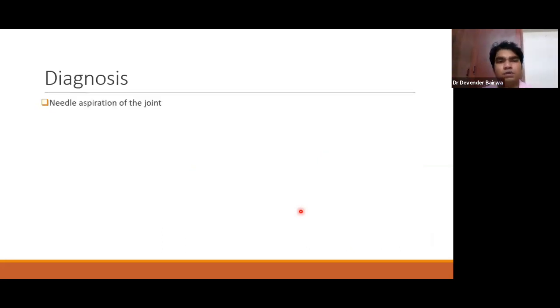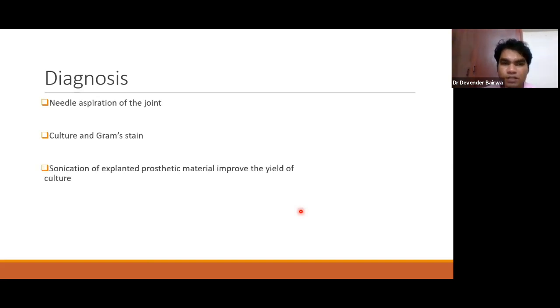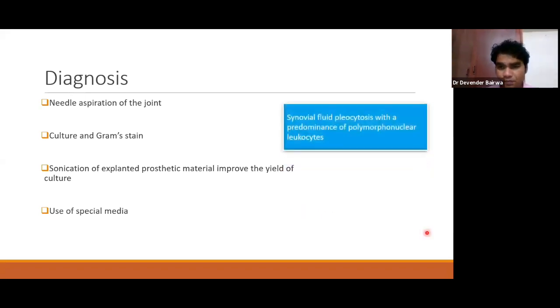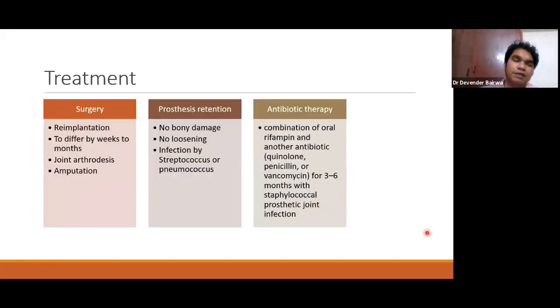So how do you diagnose? We can go with a knee lateral joint aspiration. We can go for culture and Gram stain. When they are taking tissue, they can do sonication of the explanted prosthetic material to improve the yield of culture. And we can use special media if you're thinking about fastidious organisms. Synovial fluid pleocytosis with presence of polymorphs is a key finding when we are suspecting prosthetic joint infection.